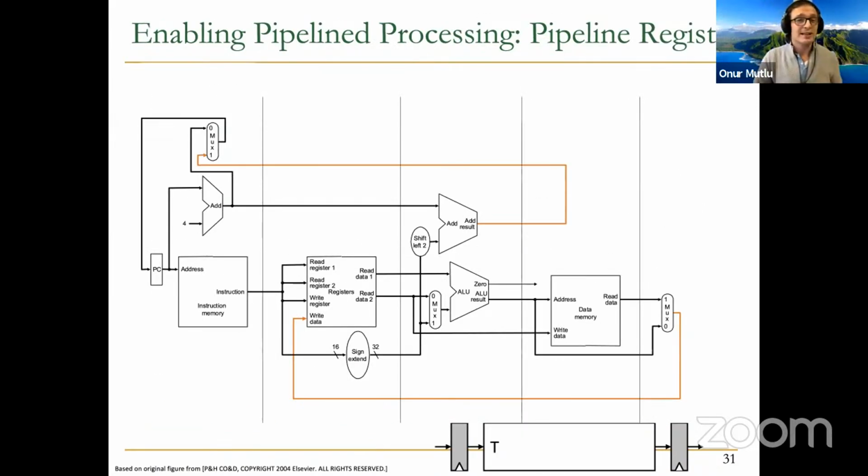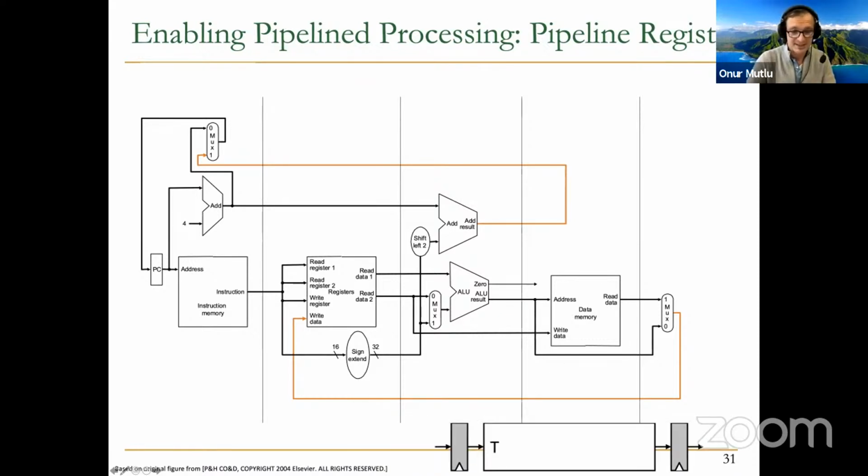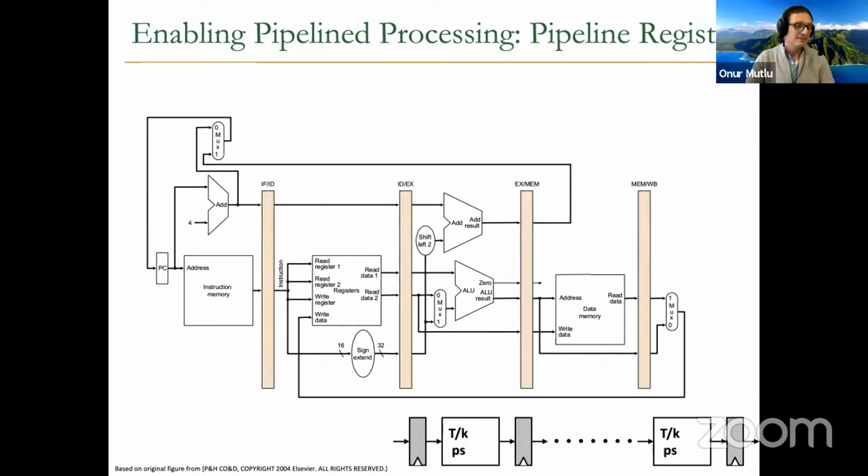So let's take a look at how we enable pipeline processing. Basically, we need to add pipeline registers. This is the single cycle microarchitecture. If we divide into k stages, as you can see at the bottom over here, this is a single cycle. We're going to divide into k stages, where k equals 5. Basically, we need to add pipeline registers between the stages.